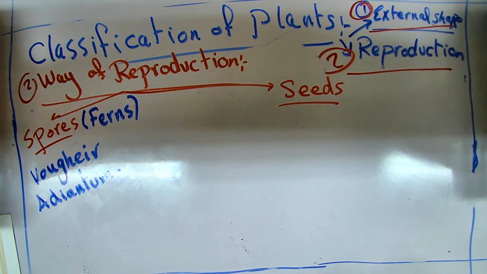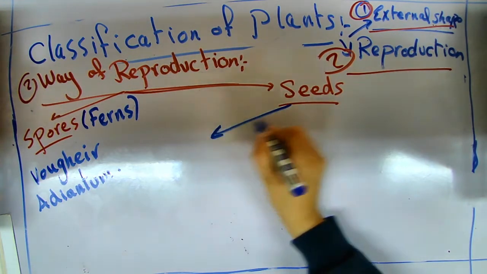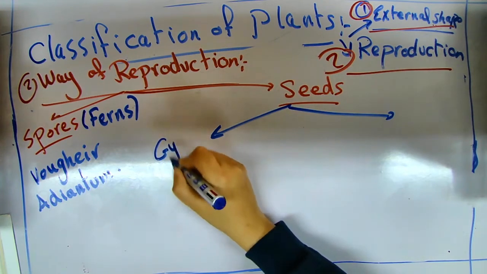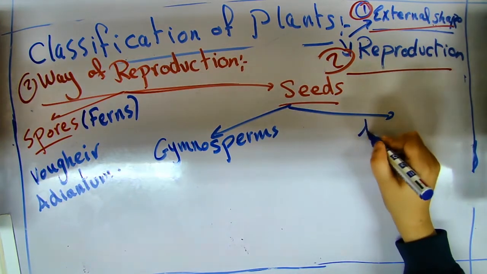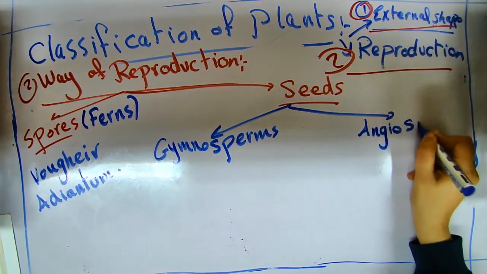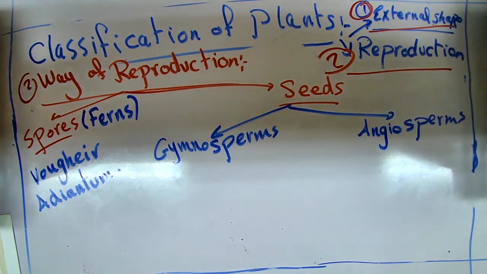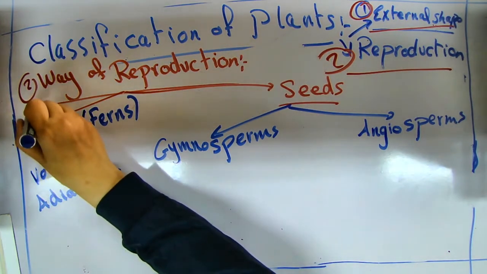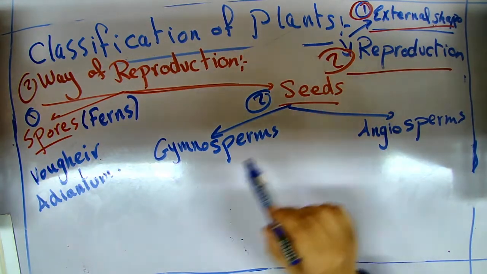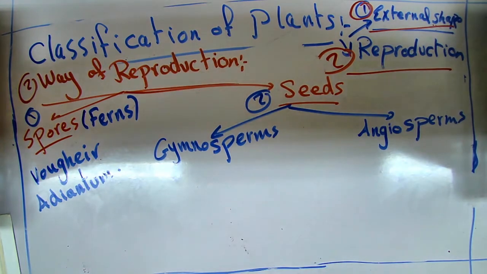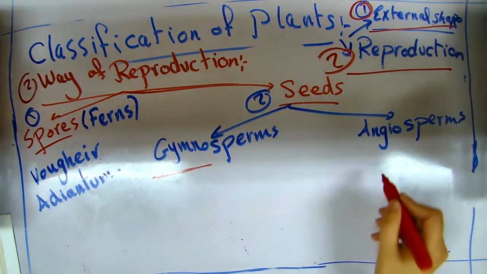But some other plants can reproduce by formation of seeds. The plants which can reproduce by formation of seeds are two types. Some of them are gymnosperms, and the others are angiosperms. Now we are talking about plants which reproduce by seeds. There are two types, gymnosperms and angiosperms.